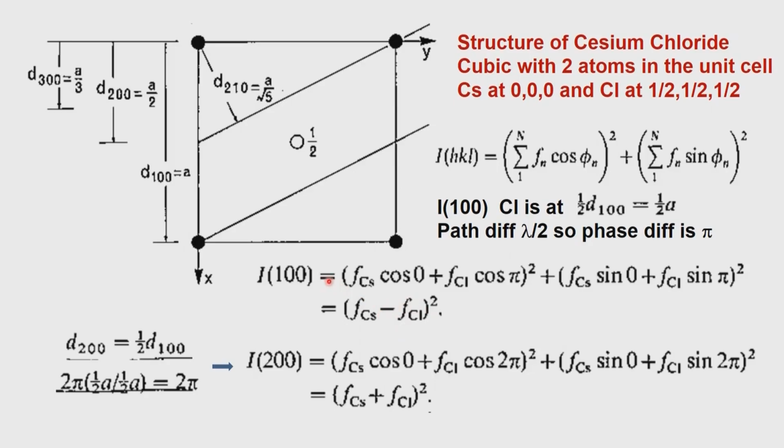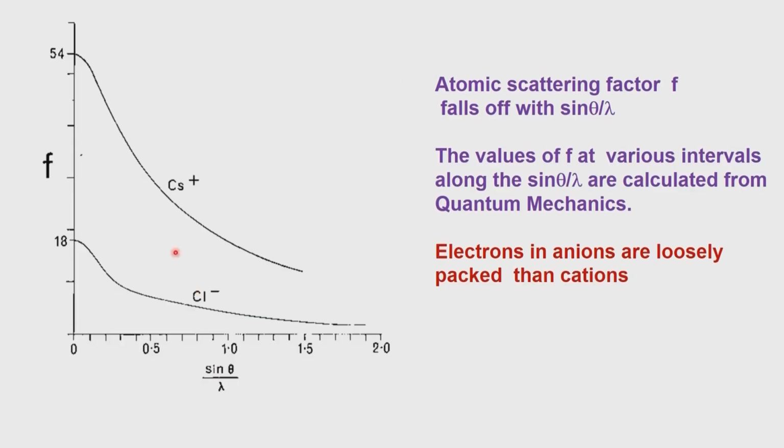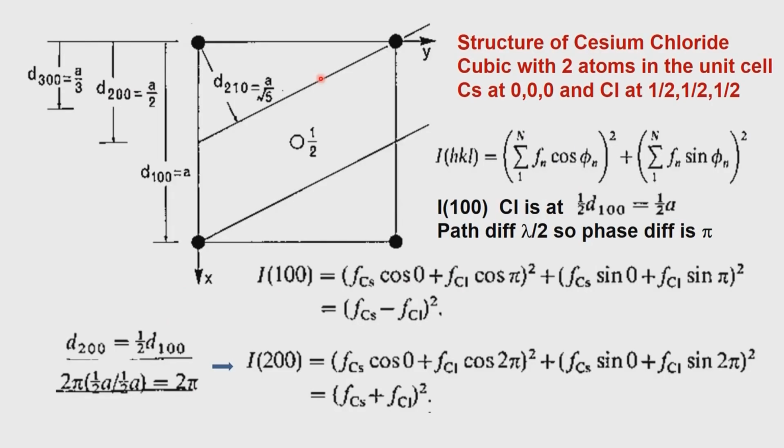We have to find out where this I 100 will come. See, I 100 is not going to come at the scattering angle theta equals 0, it will come at a certain theta value. One can calculate where that theta value can come, and that particular value of f should be taken from this curve. So, it is not going to be 54 and 18 contribution, it is going to be something different, and that something different will come from the value of sin theta by lambda. So, we will see how it comes up.